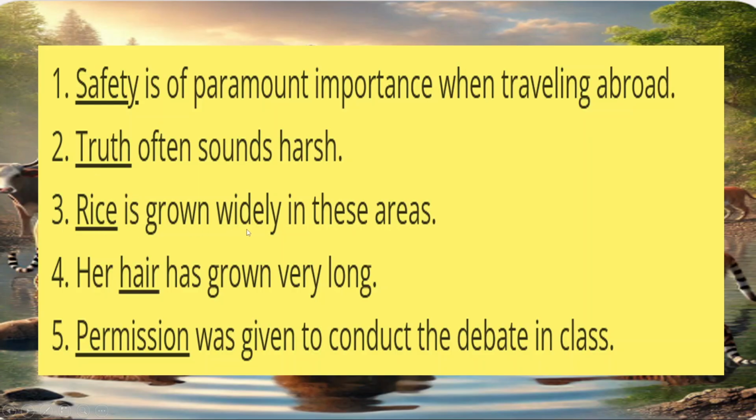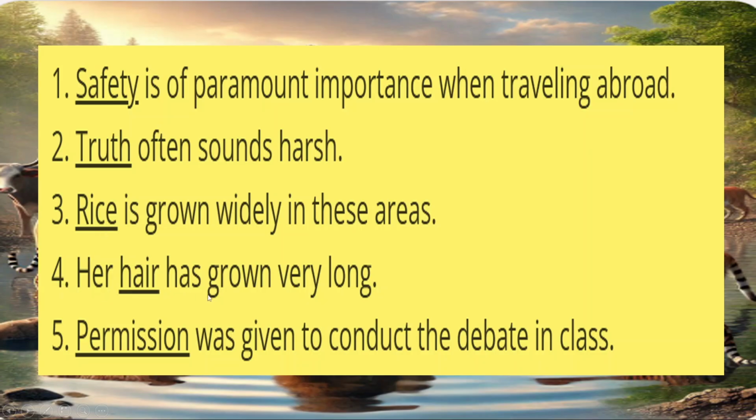Third, rice is grown widely in these areas. Rice is uncountable. You cannot count the number of grains in the rice, but it is used in singular form, not considered as plural because it is uncountable, right? Remember this. And articles will not come before this. A, an or the will not come along with this, right?